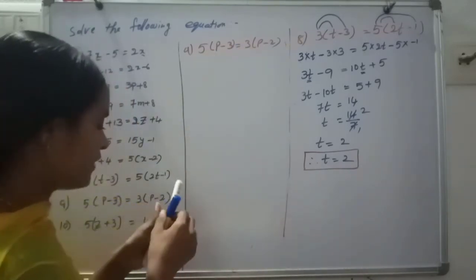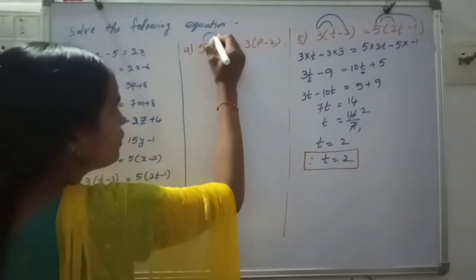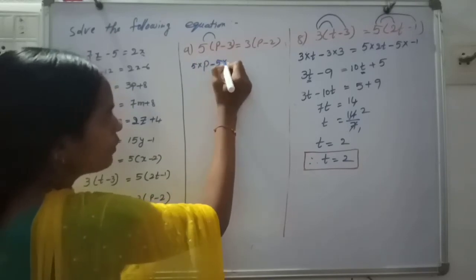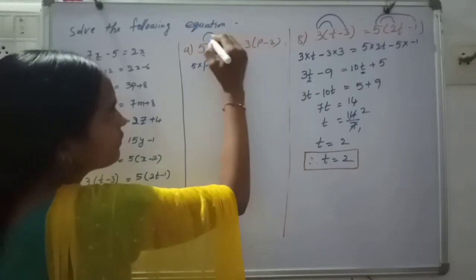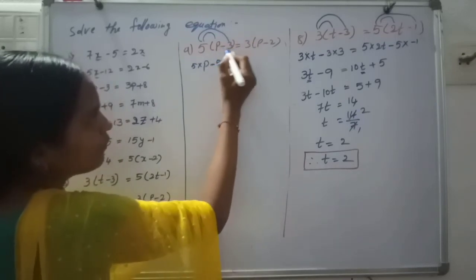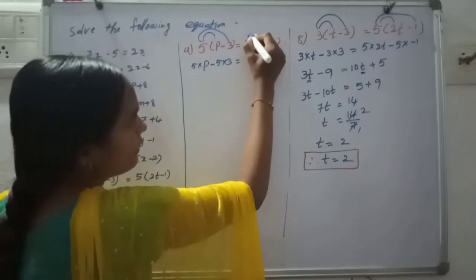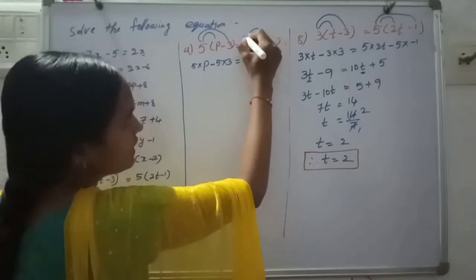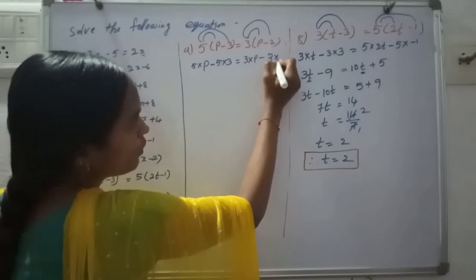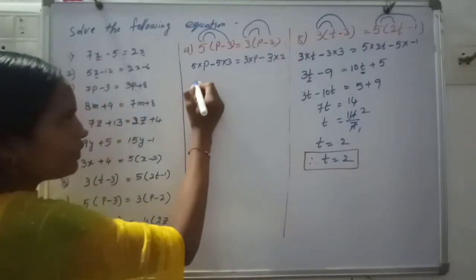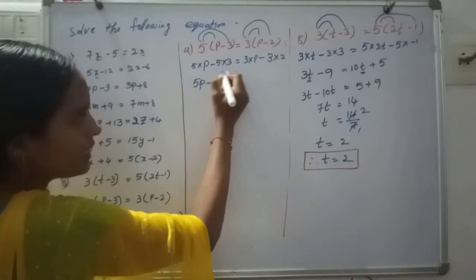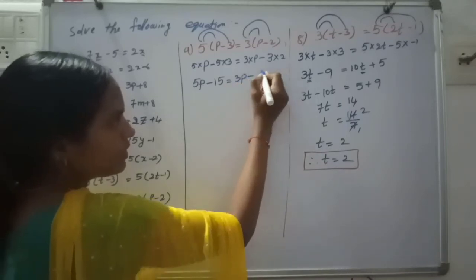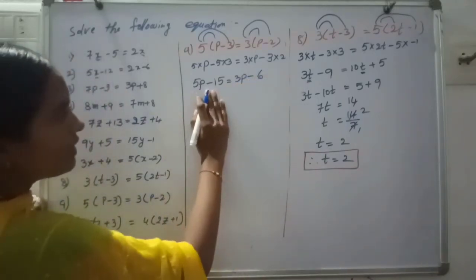This is the simple equation. The first step: 5 into p minus 5 into 3, equal to 3 into p minus 3 into 2. Now 5 into p is 5p, minus 5 times 3 is 15, equal to 3p minus 3 times 2 is 6.